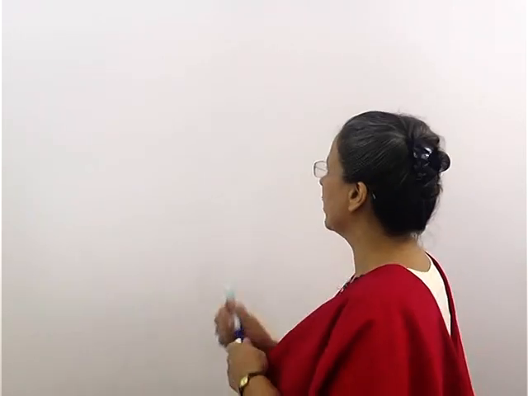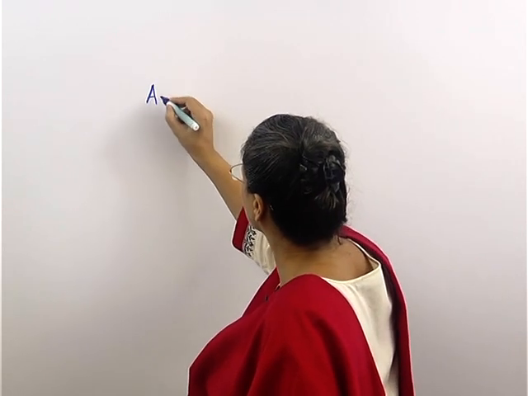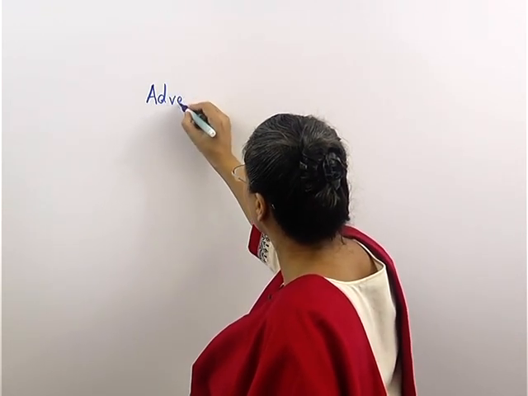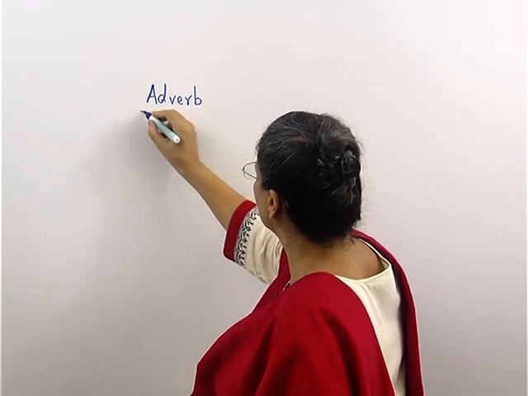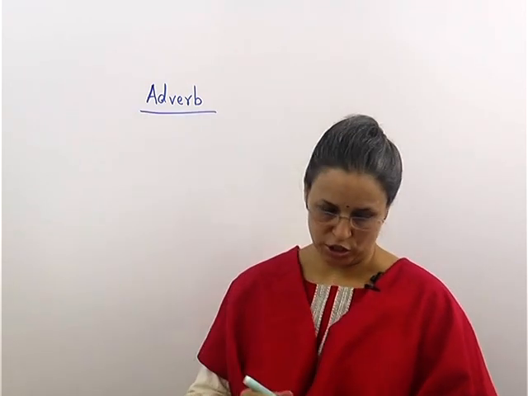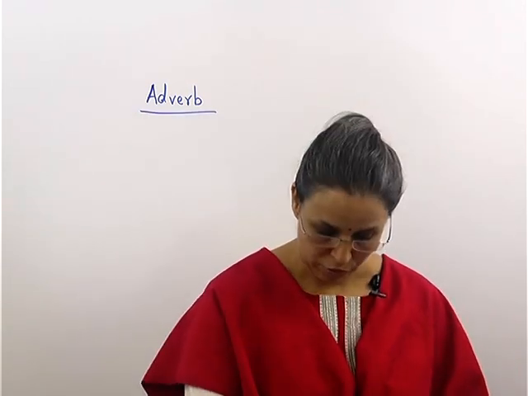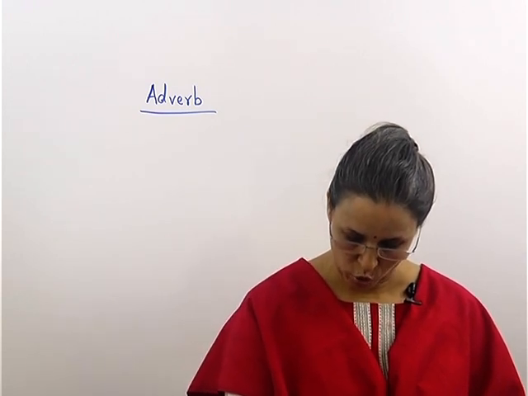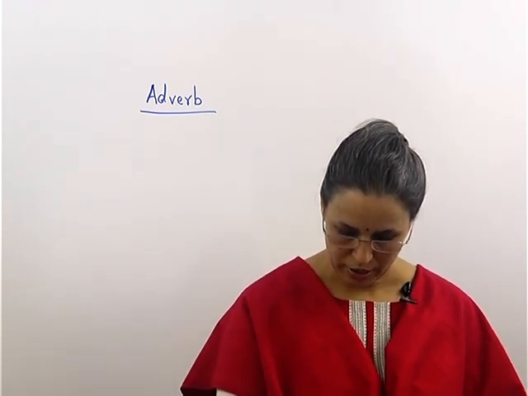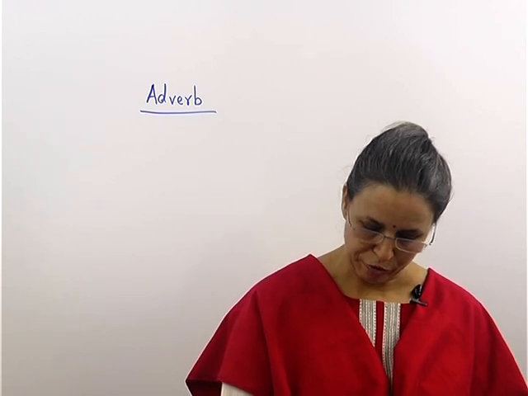Next you can see adverb. Okay, let us look at adverb now. Adverb, we call it Kriya Visheshan. Now, a word that tells us something more about a verb, adjective, adverb, or a phrase or a sentence.